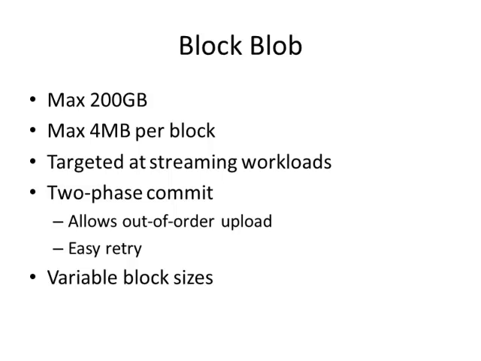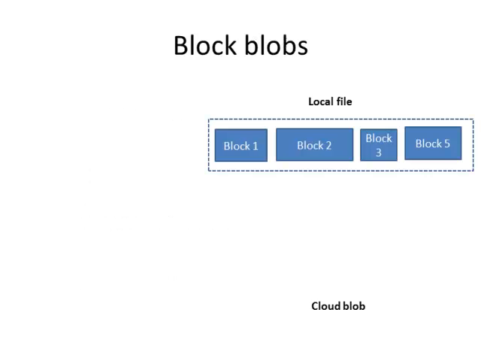Block blobs start to get a little bit more interesting. Again, your max size has jumped up, 200 gigabytes, which is starting to be useful. So this is targeted at stream workloads. For example, streaming video, streaming audio, whatever you want to do. It's a two-phase commit, and it's non-standard block sizes. So it allows you to upload a large file with easy retries, out of order if necessary, and then at the end you can say, right, I'm done. So an example of this, again, animation, stolen slide.